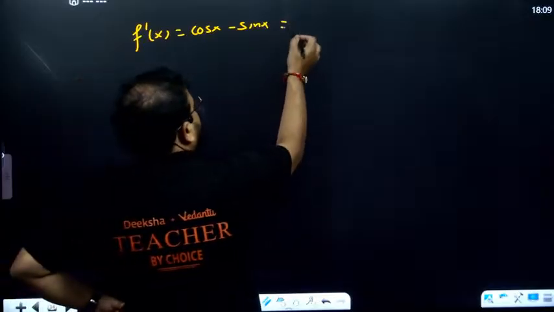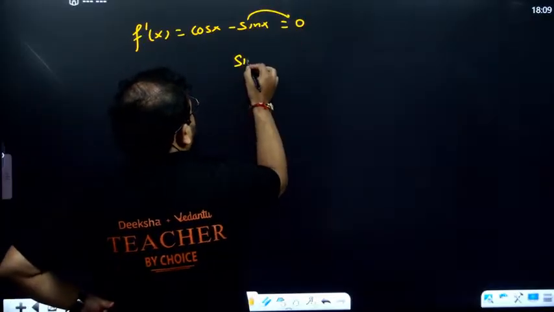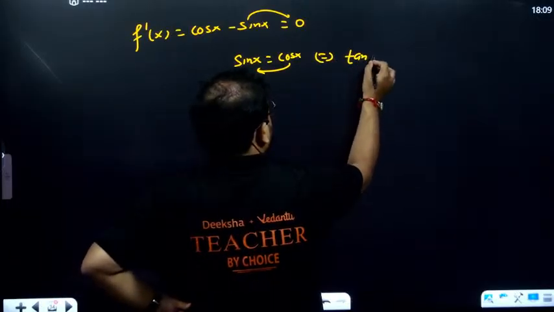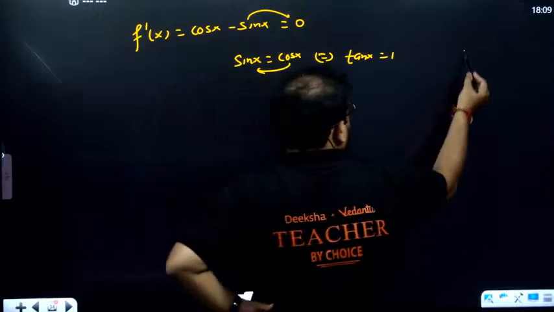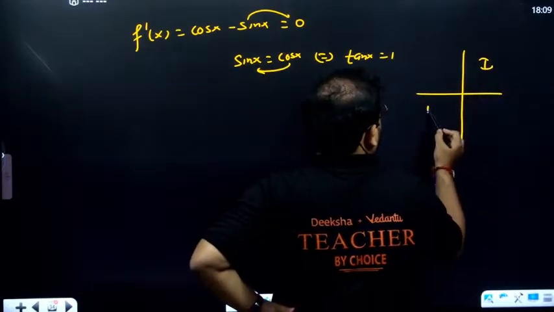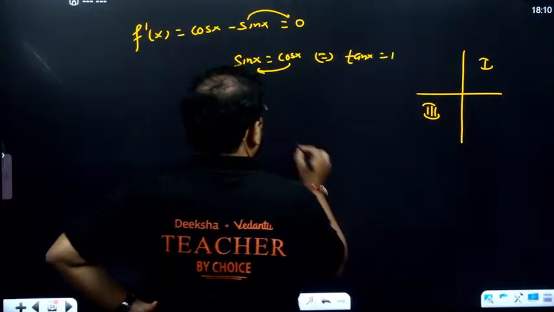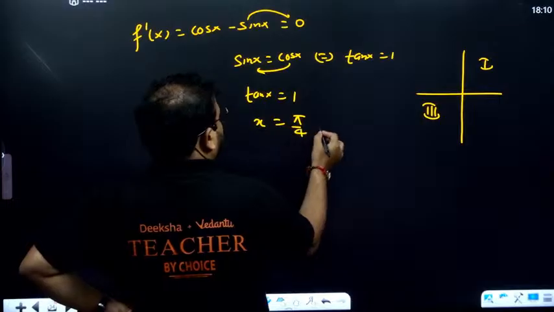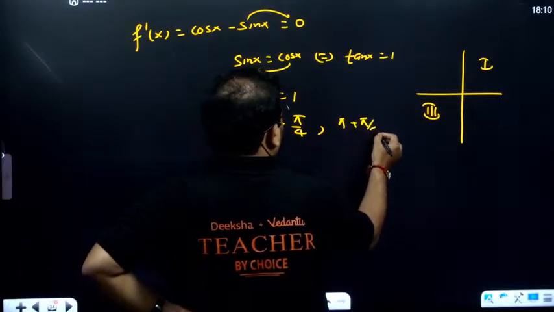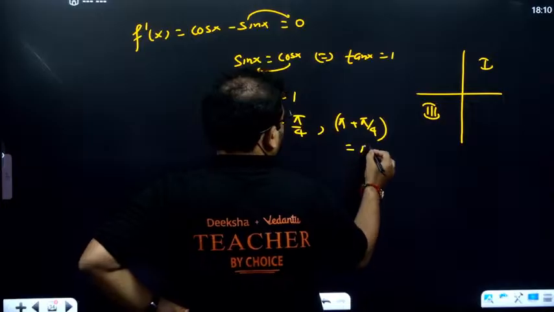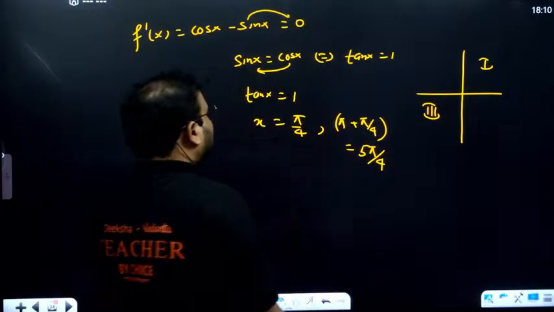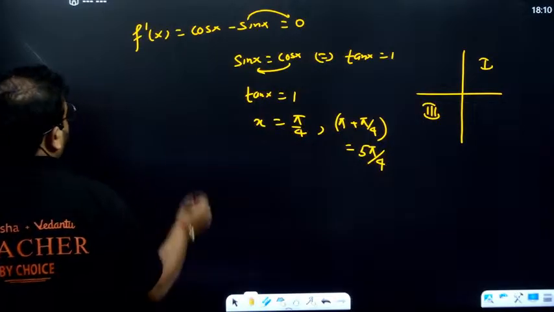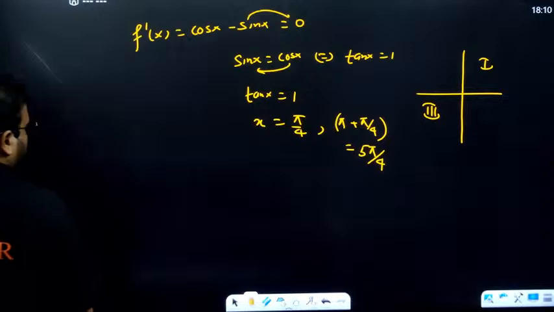Next is to find the critical points. Put it equal to 0. I get sin x equals cos x. Bring it back, and you get tan x equal to 1. Tan x is 1 when? Either in the first quadrant or the third quadrant. So tan x equals 1 when x is pi by 4 or pi plus pi by 4, which is 5 pi by 4. So this has two answers, pi by 4 and 5 pi by 4. I want increasing.